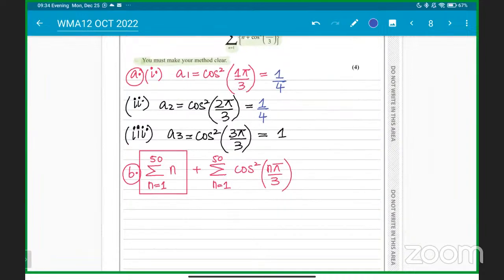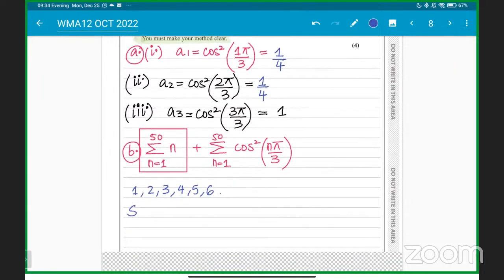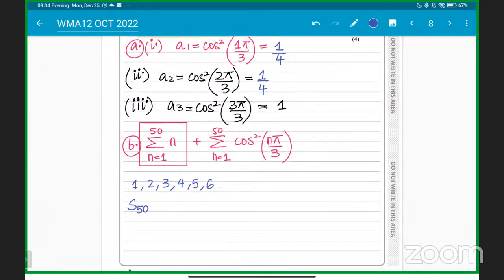So everyone knows, when I plug in 1, I will get 1. When I plug in 2, I will get 2. When I plug in 3, I'll get 3. When I plug in 4, go on. And when I plug in 25, I'll get 25. When I plug in 50, I'll get 50. So what is happening? It is forming an arithmetic sequence. So you can easily find out the sum of the first 50 terms.